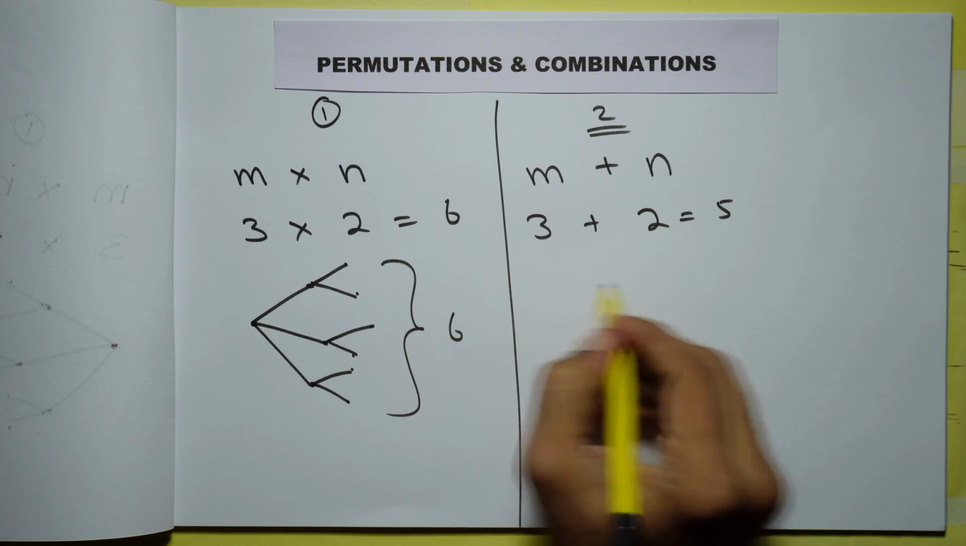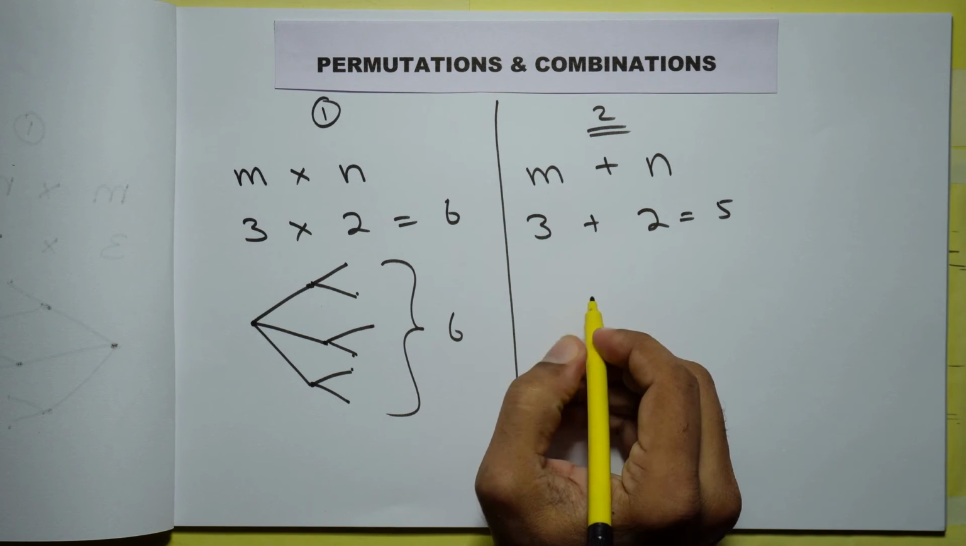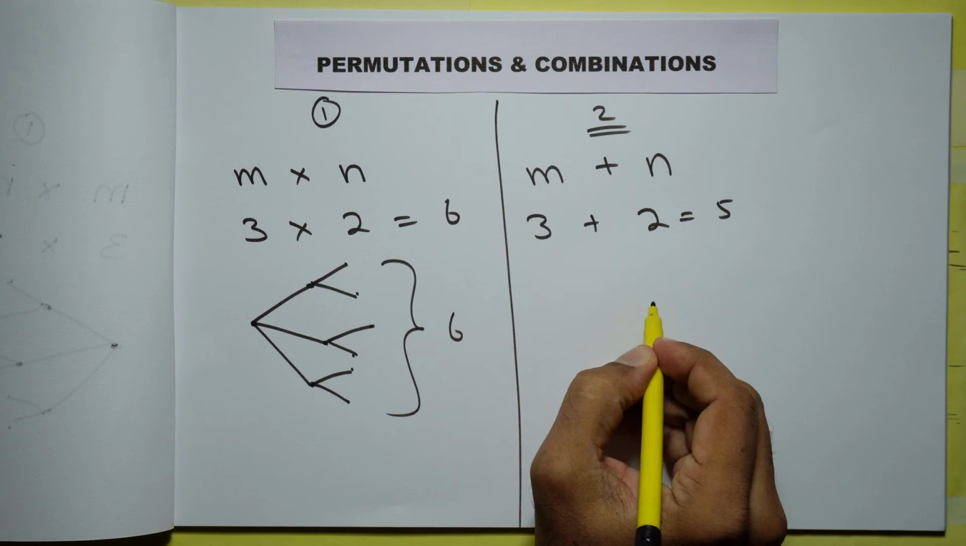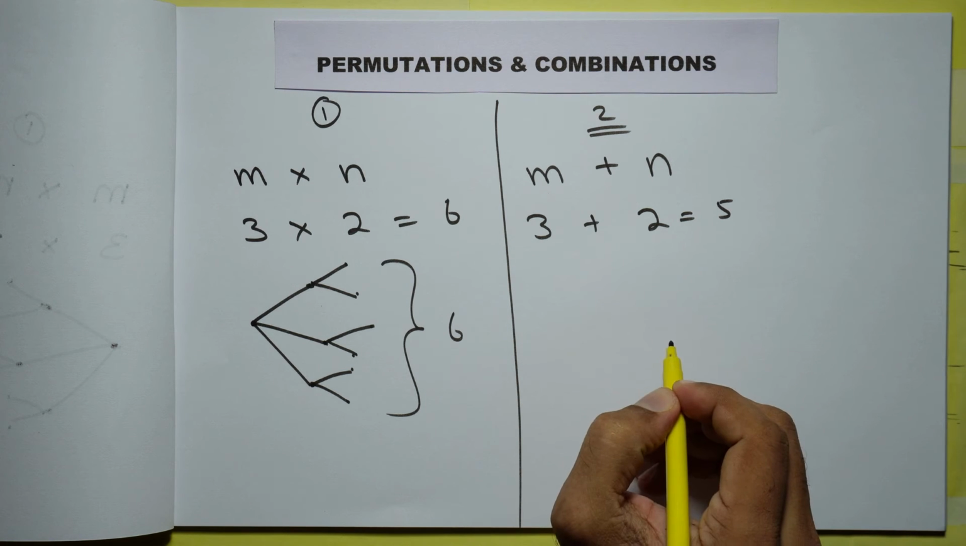Now out of the given experiments, only one experiment can be done. It's like that or that or that. Whenever 'or' comes, you should add. That will get you the total number of outcomes.